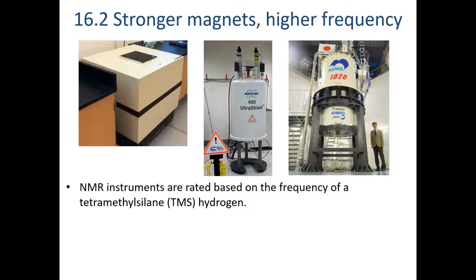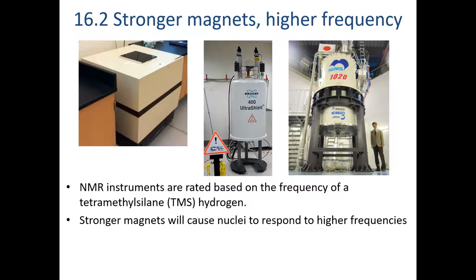A 900 megahertz NMR is upwards of 5 million these days, and the 1020 that's shown on the right took 20 plus years to develop and cost multiple millions of dollars. Now they have recently developed a 1200 megahertz instrument, and it's going to cost about 15 million for anybody that would end up buying that.